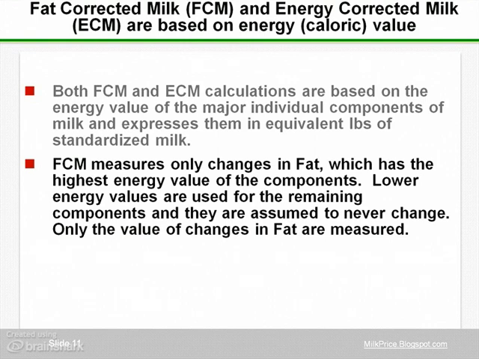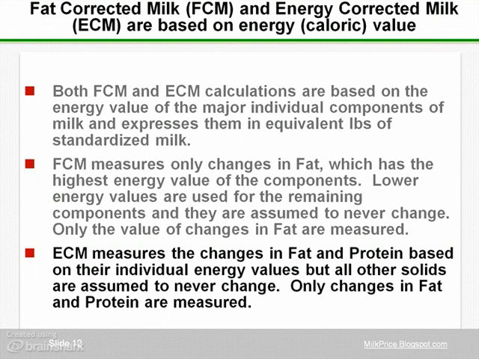Fat-corrected milk measures only changes in fat, which has the highest energy value of the components. Lower energy values are used for the remaining components, and they are assumed to never change. Only the value of changes in fat are measured. As an example, a pound of milk with 3.5% fat would have 288 calories. If that fat were 3.8%, the pound of milk would have 300 calories, 12 more. Only changes in fat are considered in the fat-corrected milk. If milk protein increased from 3% to 3.2%, it would have no impact on the fat-corrected milk value.